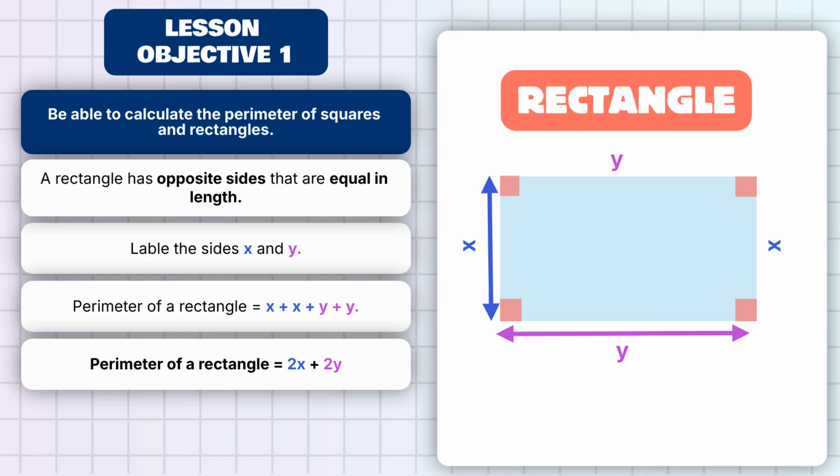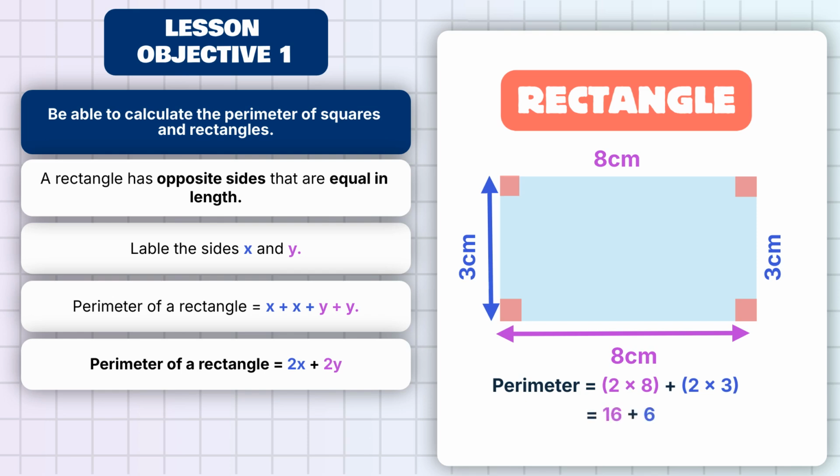Let's move on to an example. If a rectangle has a length of 8 centimeters and a width of 3 centimeters, what is its perimeter? Pause the video and see if you can work this out. Well, if we substitute these known values in for x and y, we get perimeter equals 2 times 8 plus 2 times 3. Simplifying this, we get 16 plus 6, and this adds up to 22 centimeters.